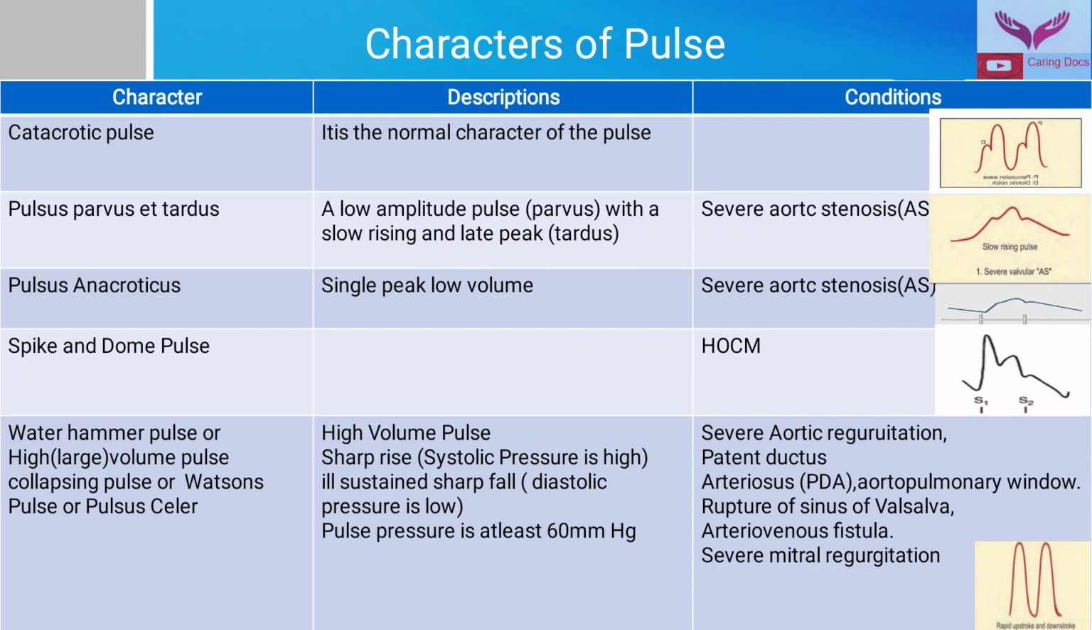Water hammer pulse, also called high volume pulse, collapsing pulse, Watson's pulse or Corrigan's pulse. It is a high volume pulse. There is a sharp rise, that is systolic pressure is high, and an unsustained sharp fall, that is diastolic pressure is low. The pulse pressure is at least 60 mm of mercury. It is seen in severe aortic regurgitation, patent ductus arteriosus, aortopulmonary window, rupture of the sinus of Valsalva, arteriovenous fistula, and severe mitral regurgitation.